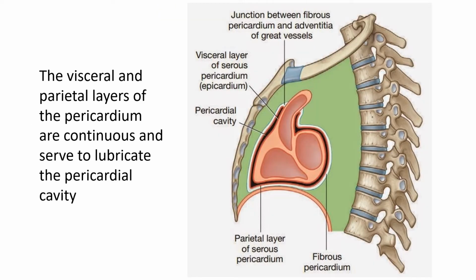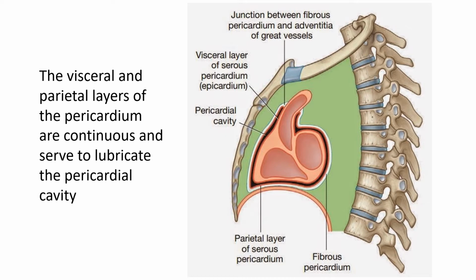In this diagram, the black represents the pericardial cavity. The red on either side of that cavity is the serous pericardium. So again, we have a visceral layer that's in direct contact with the wall of the heart, so it is stuck to the myocardium. And then we have that outer parietal layer.